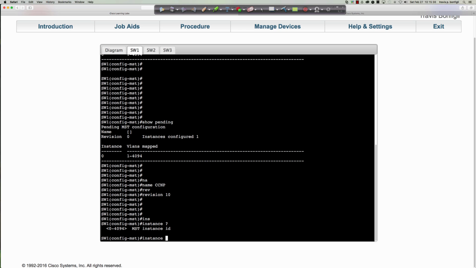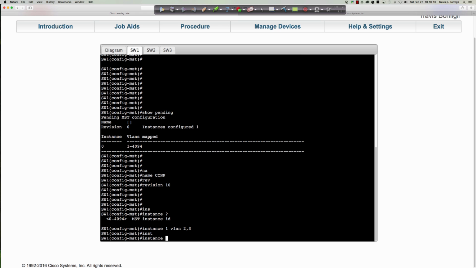And if I do a question mark here, you can see that the instance ID could be anywhere from 0 to 4094. So we'll just stick with 1 as they show. And which VLANs do I want to map to instance 1? So we're going to say VLAN 2 and VLAN 3. And then I'm going to come back, and here's where I split my VLANs up, right? This is my layer 2 traffic engineering. We're going to say in instance 2, we're going to do VLANs 4 and 5.